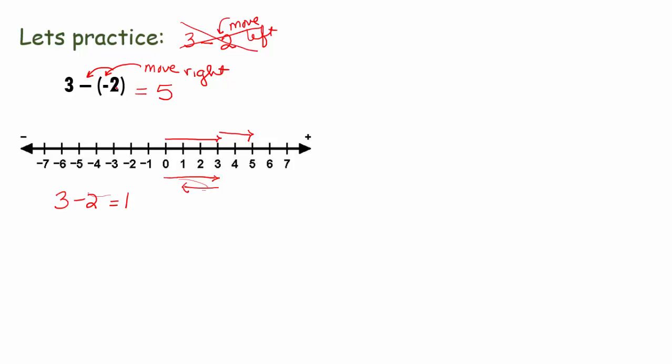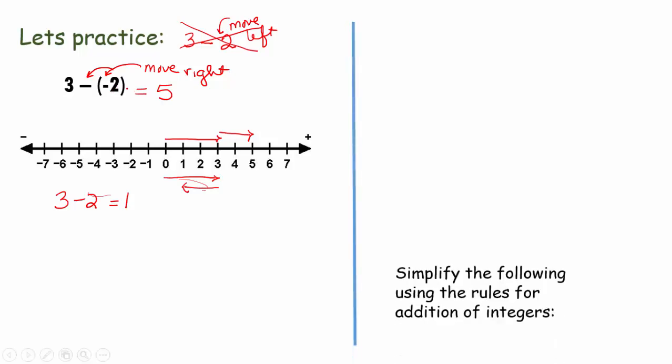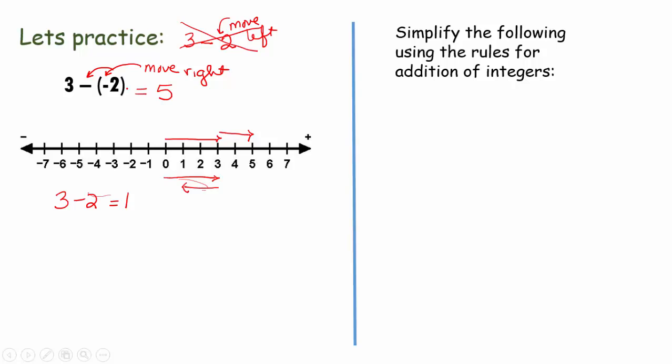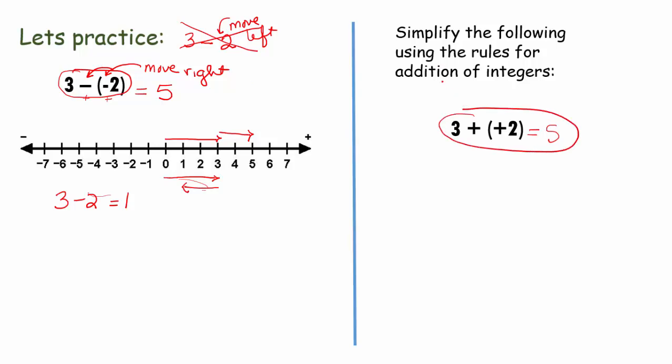So I'm trying to stress that you're going to move right. Well, actually, subtracting a negative would be the same as adding a positive. So 3 minus a negative 2 would be the same as 3 plus a positive 2. What's 3 plus 2? That's 5. So I need you to see that there's a connection between 3 minus a negative 2 and 3 plus 2. If we used our rules for addition, signs are the same, we found the sum.